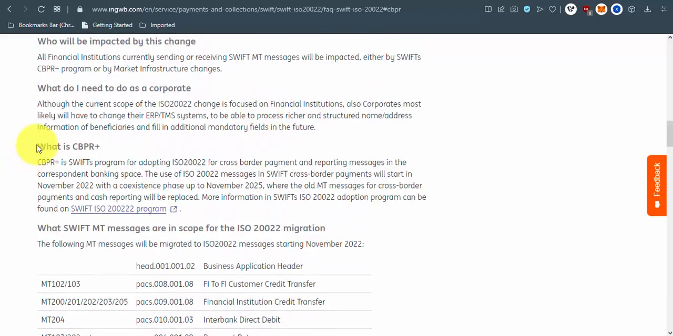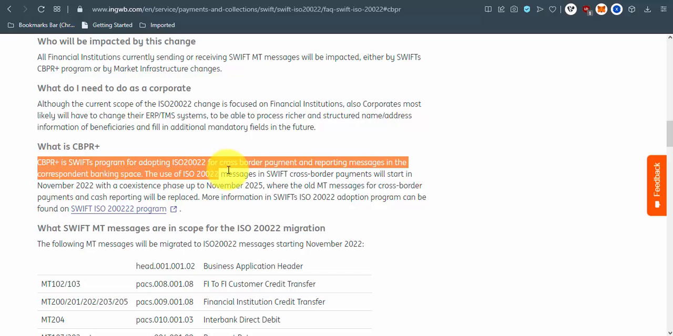So what is CBPR Plus? CBPR Plus is Swift's program for adopting ISO 20022 for cross-border payments and reporting messages in the correspondent banking space. That's what CBPR Plus is about. It's a program by Swift to help in the adoption of ISO 20022 for cross-border payments in the correspondent banking space. The use of ISO 20022 messages in Swift cross-border payments will start in November 2022.